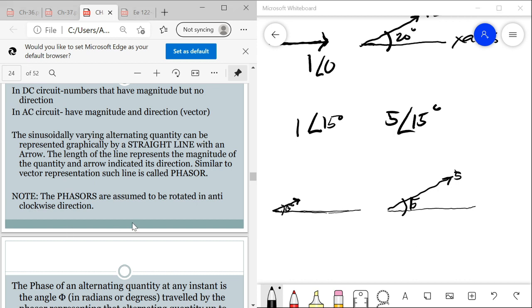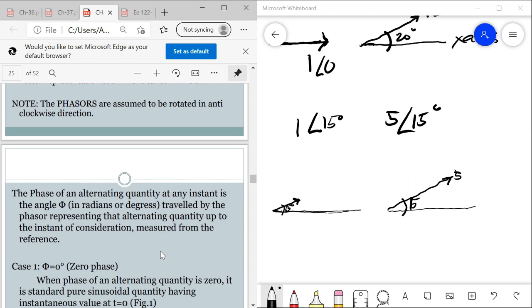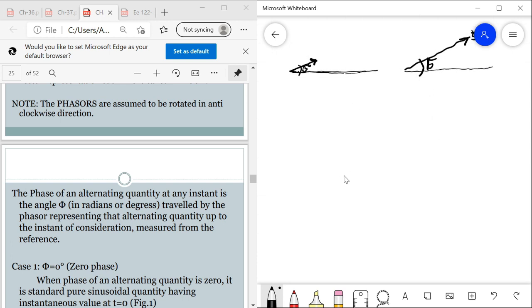So note, the phasors are assumed to be rotated anti-clockwise direction. The phase of an angle of an alternating quantity at any instant is the angle phi in radians or degrees traveled by the phasor, representing the alternating quantity up to the instant of consideration measured from the reference. So let's say this is our reference, the x and y axis. We will read the direction of the vector to be positive at anti-clockwise direction.